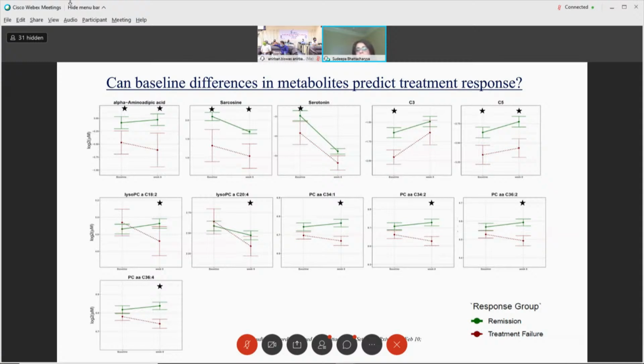So we looked at the metabolite levels at each point in time. And baseline differences are very important because that's when the patients start the drug. So we found alpha aminoadipic acid, then sarcosine, serotonin, then the short chain acylcarnitines, C3, C5. These all showed significant differences between remitters and the treatment failures. We also found lipids, phospholipids, that showed significant changes.